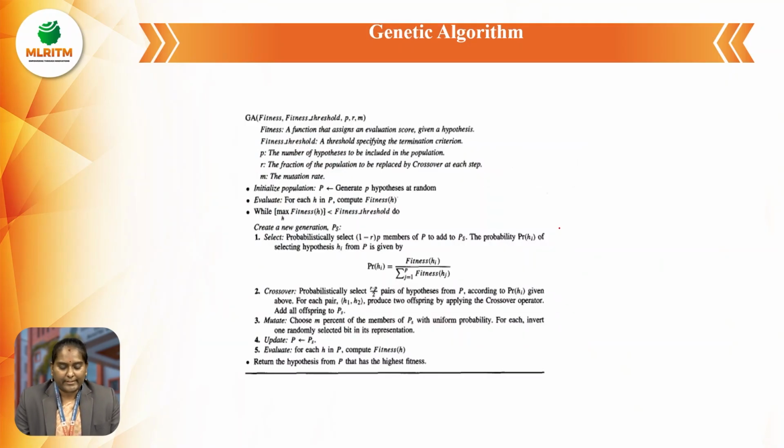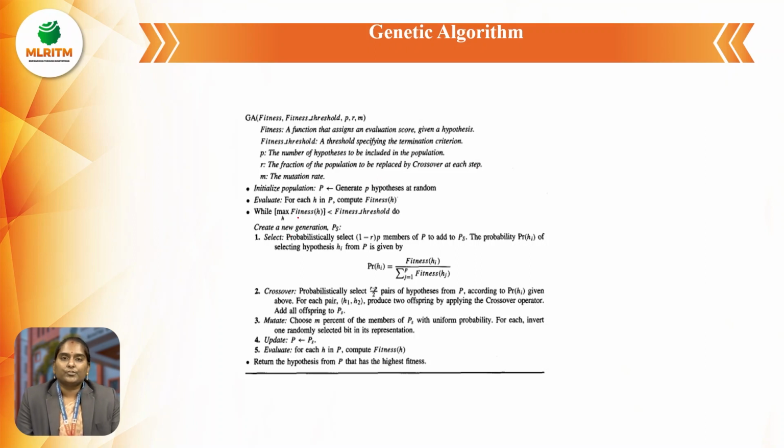And this is the algorithm. In the algorithm, first: genetic algorithm (fitness, fitness_threshold, p, r, m). Here fitness is a function that assigns an evaluation score given a hypothesis. Fitness threshold specifies the termination criterion. P is the number of hypotheses to be included in the population. R is the fraction of the population to be replaced by crossover at each step. M is the mutation rate.